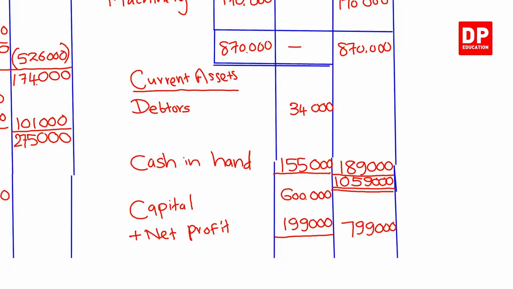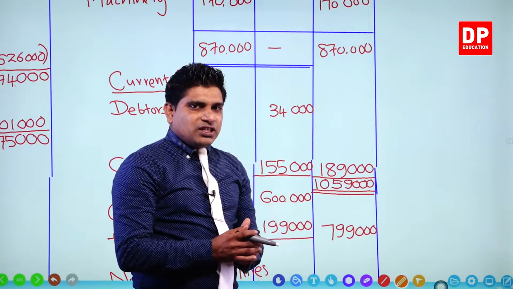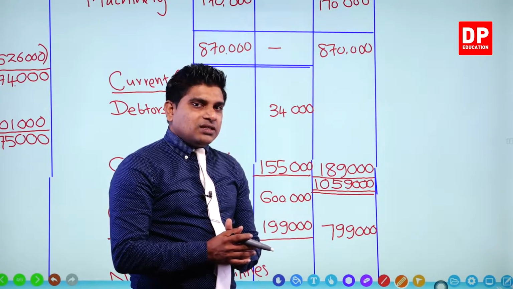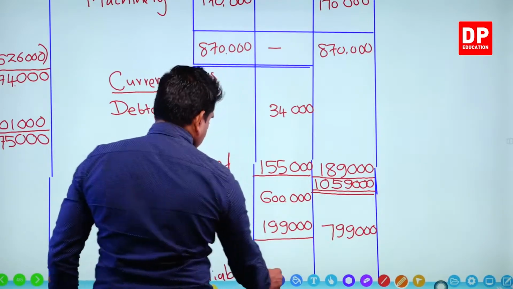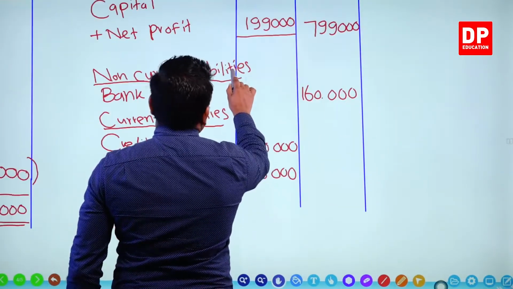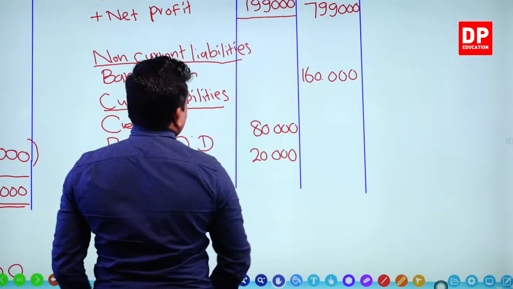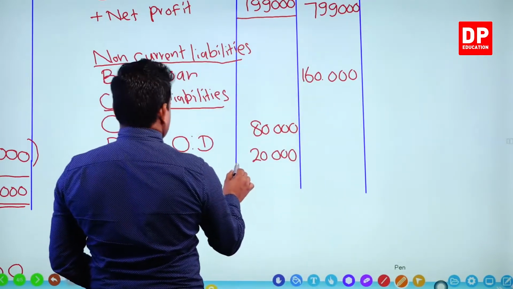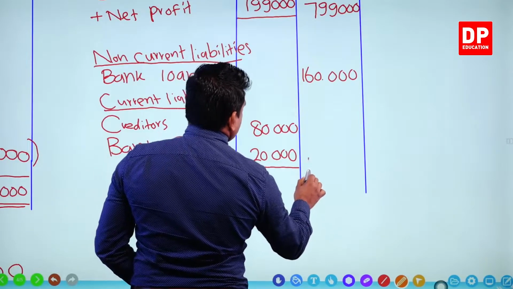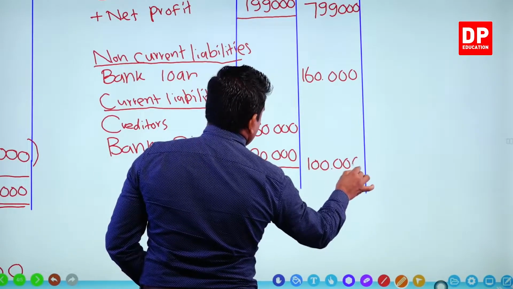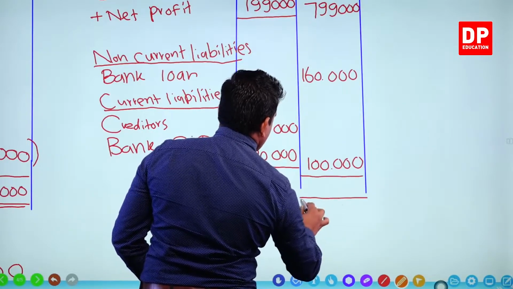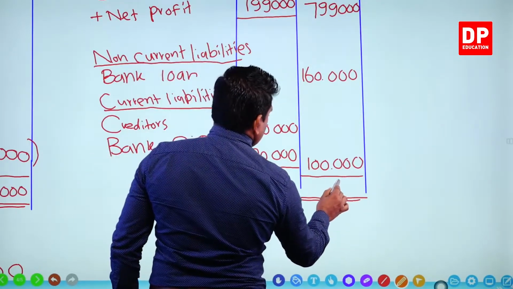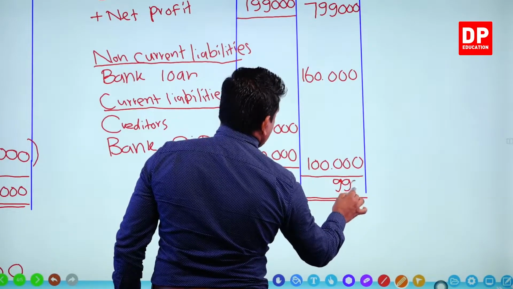1,059,000. This is the total of the assets, right? Total assets should be equal to capital plus liabilities. Then we'll see now how much the total of the capital plus liability area. Yeah, 799,000, 160,000, right? Then you get the total of this. This is 100,000. Then you can get the total of this area also, 99,000.